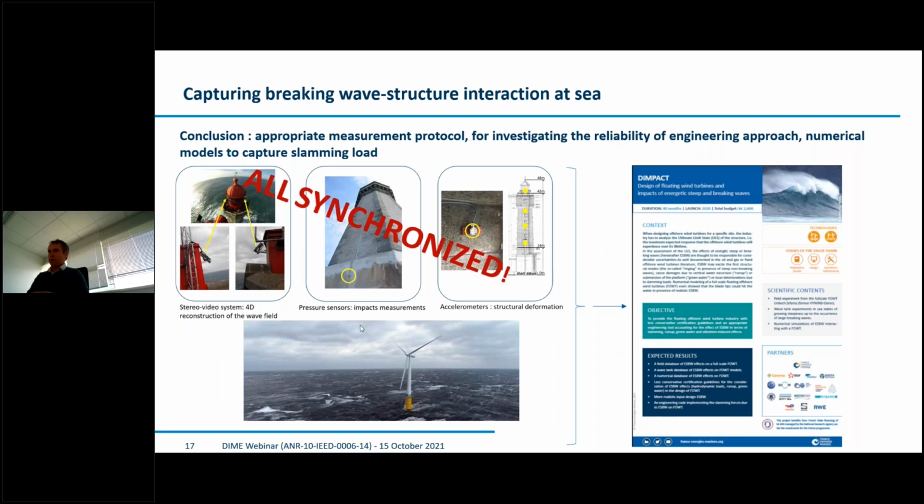So we demonstrated that this was a very interesting protocol to study extreme loads on offshore structures, and we are replicating the same experimental protocol on the floating offshore wind turbine now named Zephyros, which is the former Hywind demo in Norway. We are waiting for a weather window to implement the exact same instruments on the platform. It's part of the DIMPACT project that shares some partners with the DIME project, and that is focusing on the slamming loads on floating offshore wind turbines. It started in May 2020, and it's currently running.